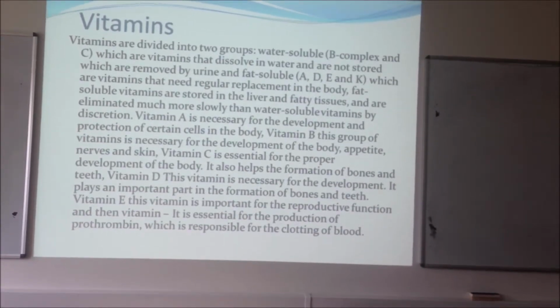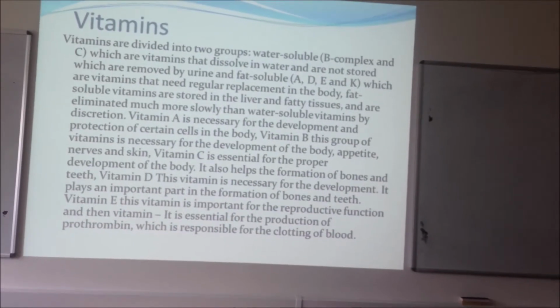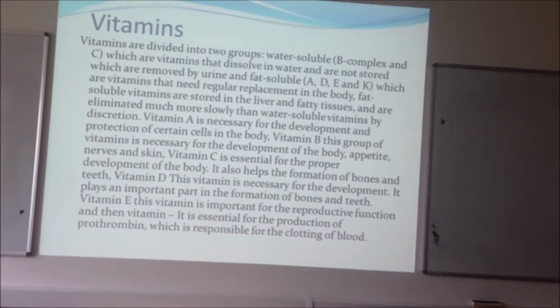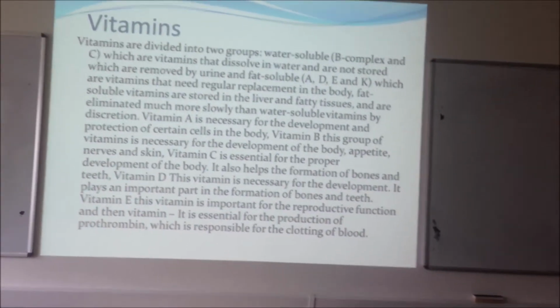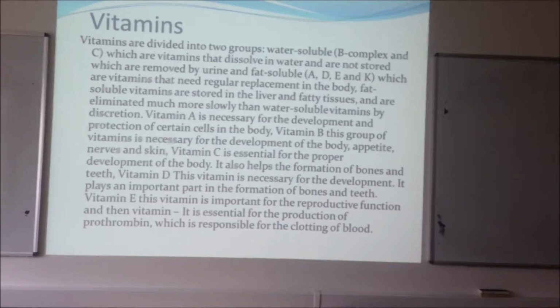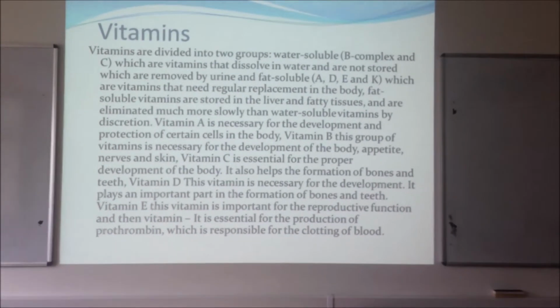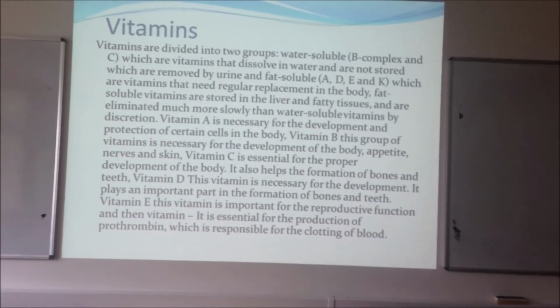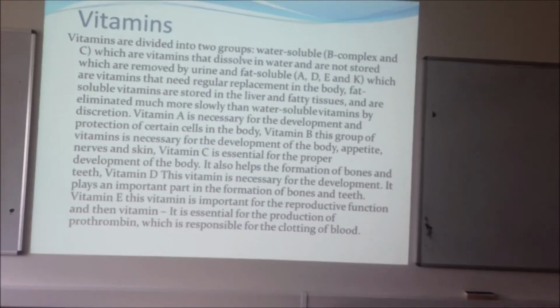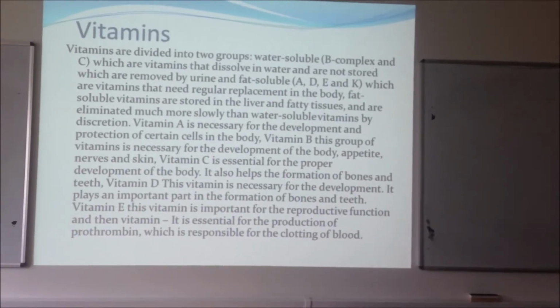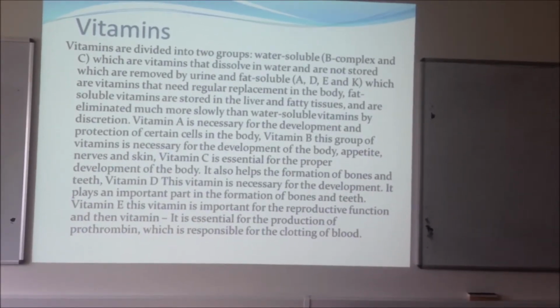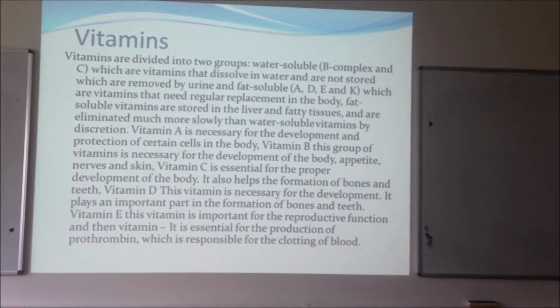Vitamins are divided into 2 groups: water-soluble, B-complex and C, which are vitamins that dissolve in water and are not stored, being removed by urine, and fat-soluble, A, D, E and K, which are vitamins that need regular replacement in the body. Fat-soluble vitamins are stored in the liver and fatty tissues and are eliminated much more slowly than water-soluble vitamins by excretion.